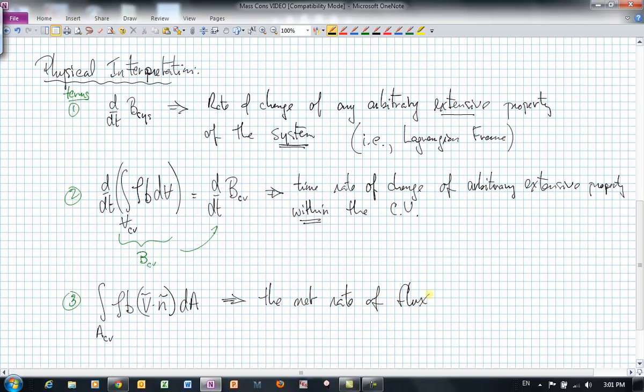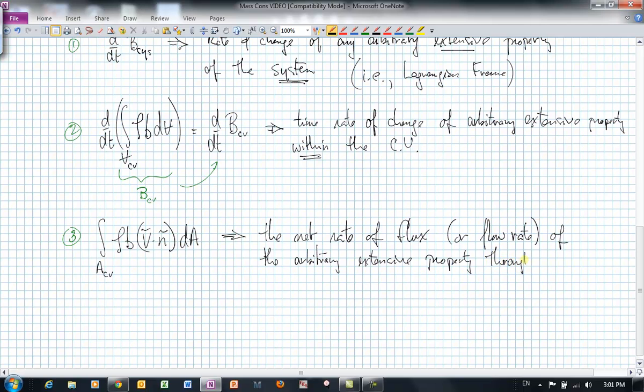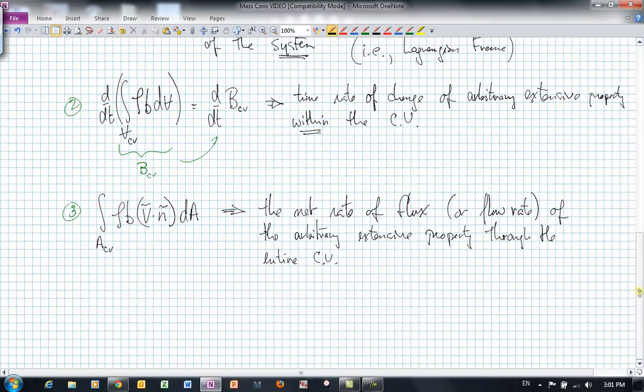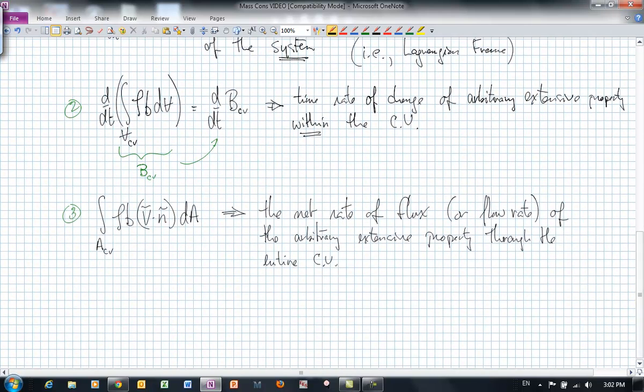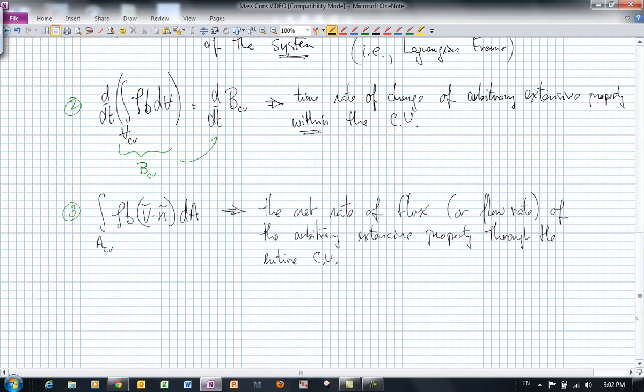Flux or flow rate you can think of, of our arbitrary extensive property through the entire control volume. Okay. So the negative sign in term 3 is because the dot product is always negative when V goes inside the control volume, because by definition n is defined as being positive, pointing outward from any area element of the control volume. So when we want to add the stuff going in as being positive, we have to take the negative of the dot product. That's what that is all about. So that takes us to the conservation of mass now.